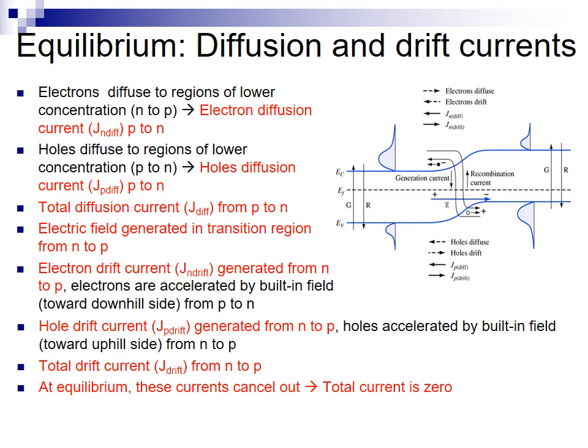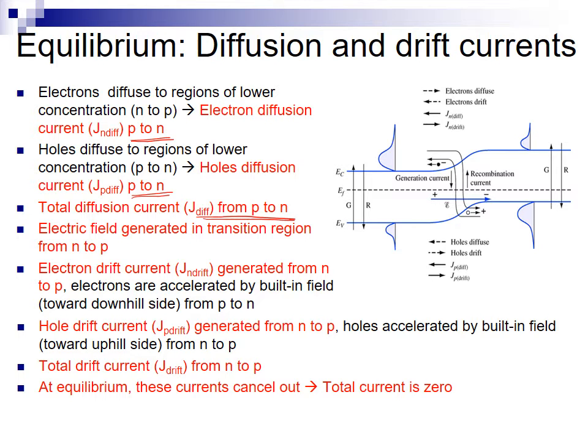We take a look at the diffusion and drift currents at equilibrium. We have discussed multiple times the diffusion of electrons and holes from high concentration region to low concentration region. These carrier movements will produce electron diffusion current from P to N and hole diffusion current also from P to N, which in total generates a diffusion current from P to N.